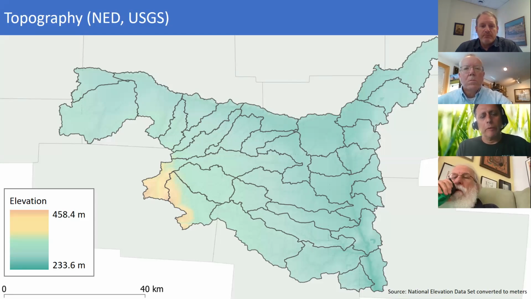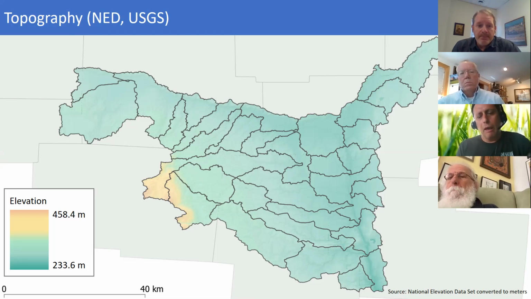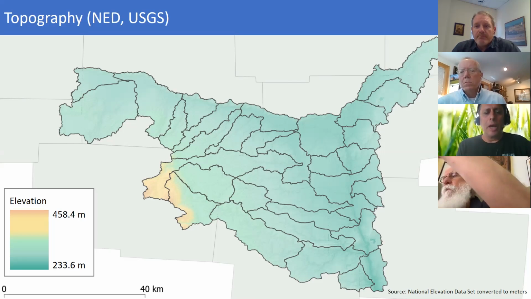So the lower elevations are on the order of 600 to 700 feet, and then the higher elevations are closer to 1,300, maybe a little bit more feet. But by and large, it's a relatively flat watershed. And so, as you know, the drainage affects the rate at which water is going to be draining from that watershed. We have some of the higher parts in the western side of the watershed shown there in kind of an orange-yellow color.